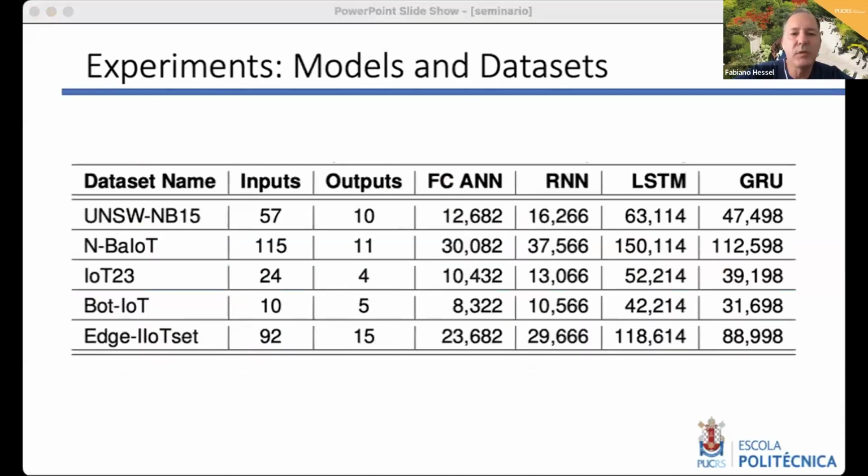So we made some experiments. For this experiment, we utilized different machine learning models like multi-layer artificial neural networks, recurrent neural networks, long short-term memory, and gated recurrent units. These models were chosen due to their proven effectiveness in various deep learning applications, particularly in handling sequential data, which is common in IoT applications. This table lists the number of parameters for each model in the experiment, where LSTM for the NB-IoT dataset is the model with the greatest number of parameters, and the FCANN for the Bot-IoT dataset is the smallest one.